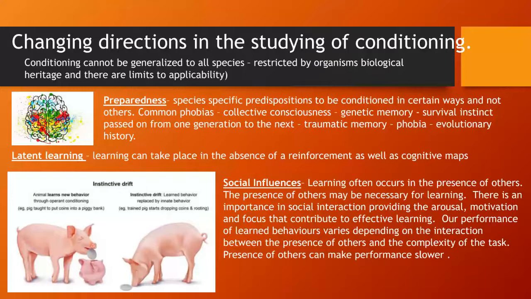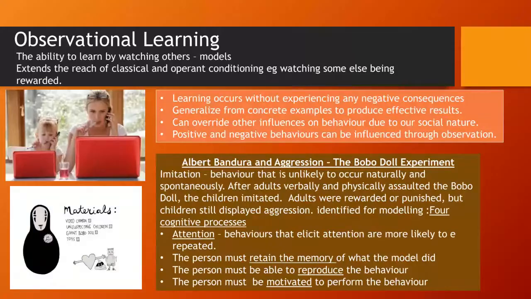And obviously the presence of others in our lives, social influence, is a very big issue, especially in operant conditioning. The presence of others might be necessary for learning. That whole social interaction affects motivation and focus, things that contribute to effective learning. Sometimes having people around, we might be shy and inhibited, which might make our performance slower. Otherwise, we might be inspired to perform better if other people are around us. So there's a lot of things within the learning process that we draw from our environment.